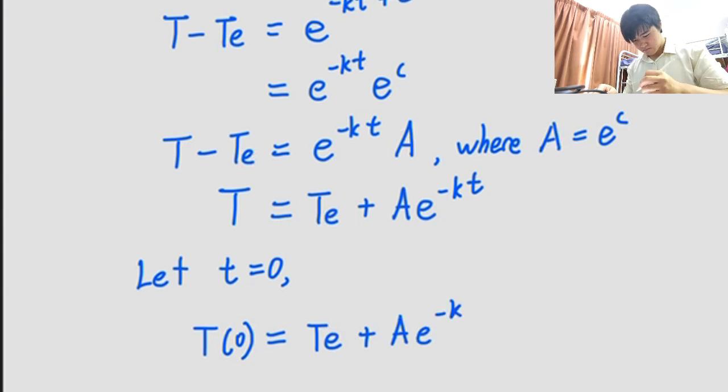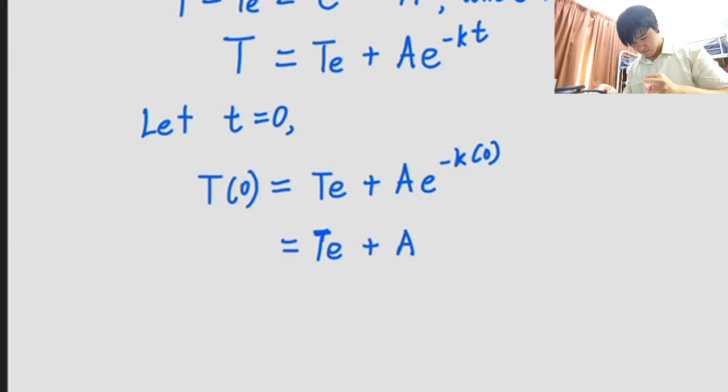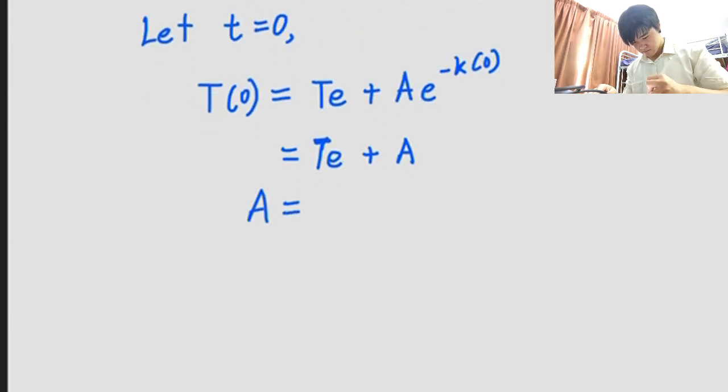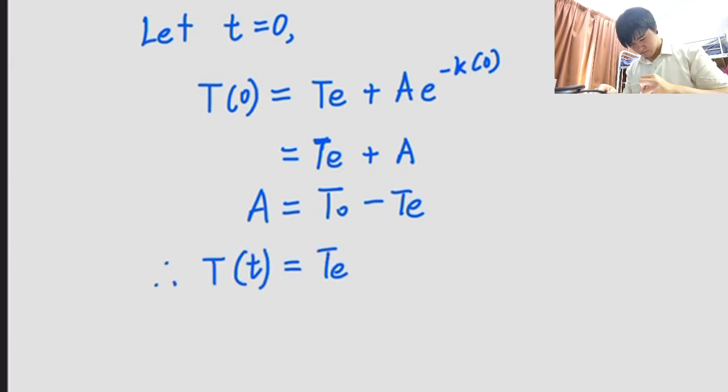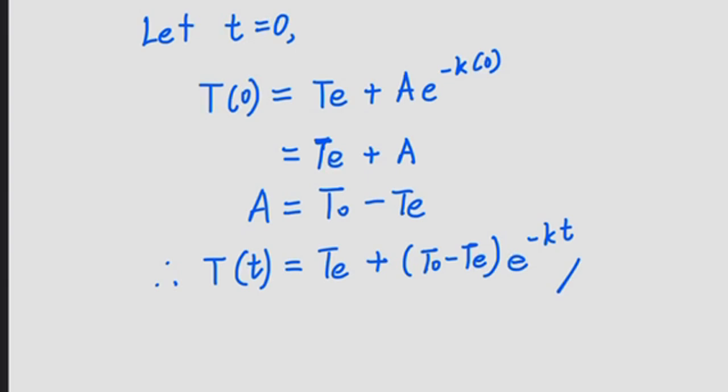To find the value of A, we substitute t equals 0 into the equation. So we get T equals TE plus A times 1. So we know that A is equal to T0 minus TE. So the final formula is T equals TE plus (T0 minus TE) e to the power of negative KT.